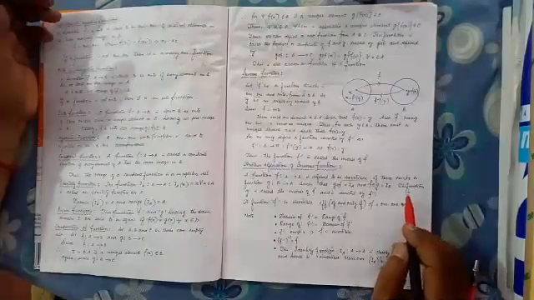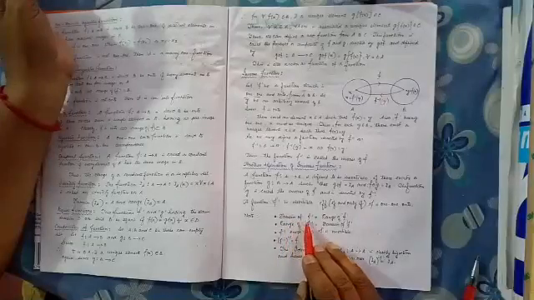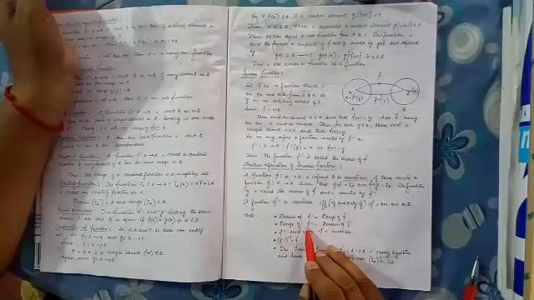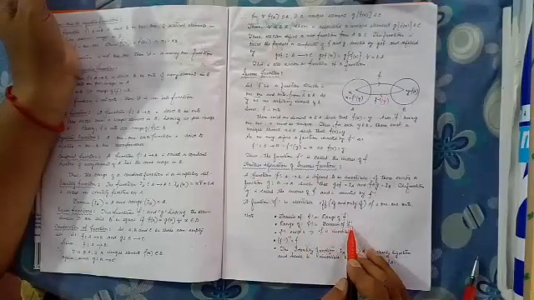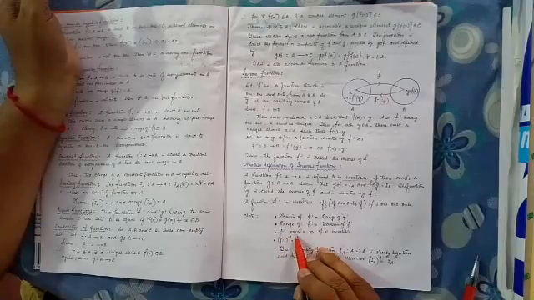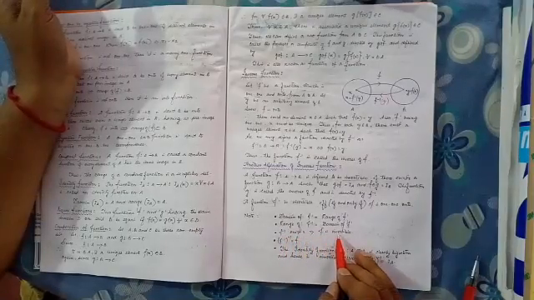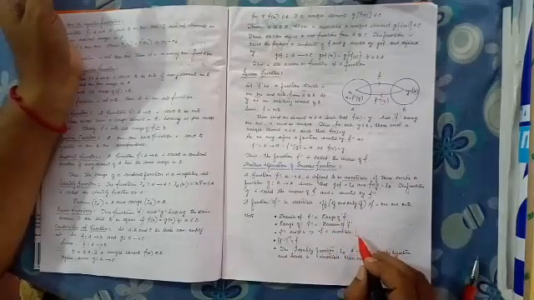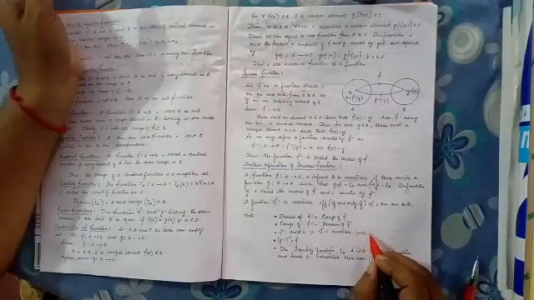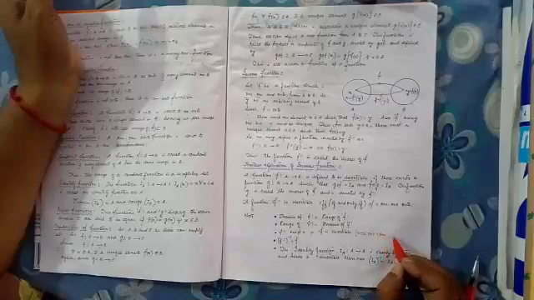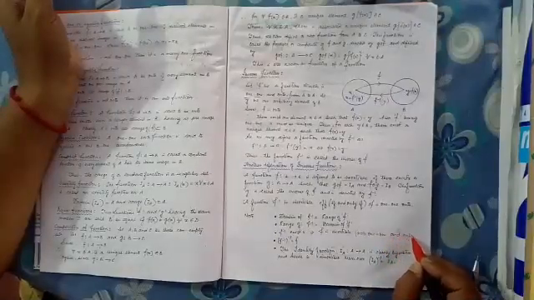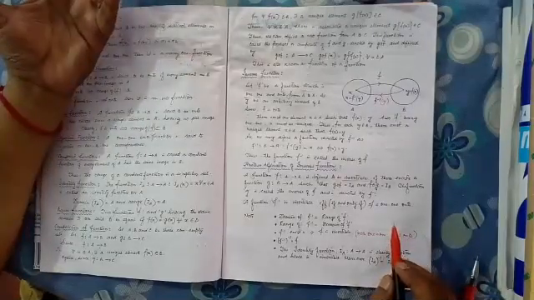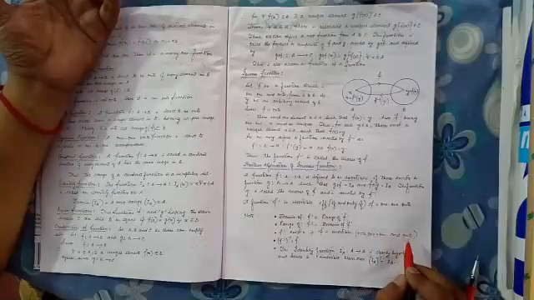Now here to be noted that the domain of the inverse function is equal to the range of the function. The range of the inverse function is equal to the domain of the function. The inverse function exists when f is invertible. Invertible means both one-one and onto. Clear? So if you were to show that the function is invertible, you have to show that the function is one-one as well as onto.